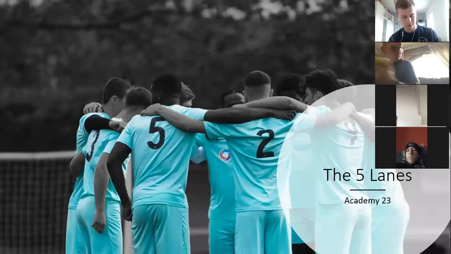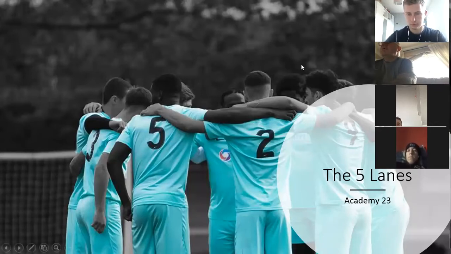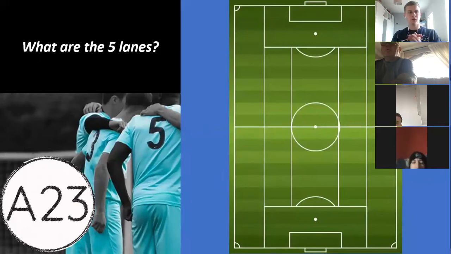It's one of the things that we have used in training at times, and to explain things about how we play. And I think that's really important, that everybody understands the ins and outs of it. So we'll get into it. So first of all, what are the 5 lanes?